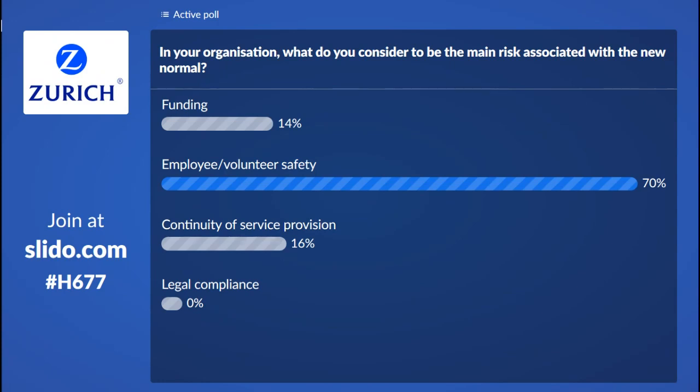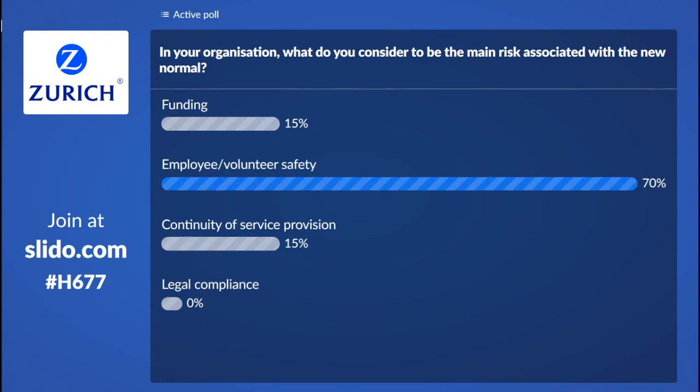So that's quite outstanding concerns about employee/volunteer safety as the main risk. So yeah, very up to date. And just to let you know that the poll results will be included within the slide deck coming out later as well. So thank you for voting.